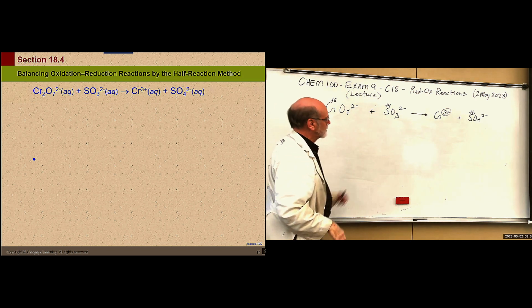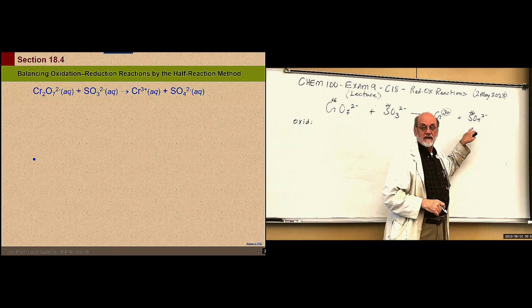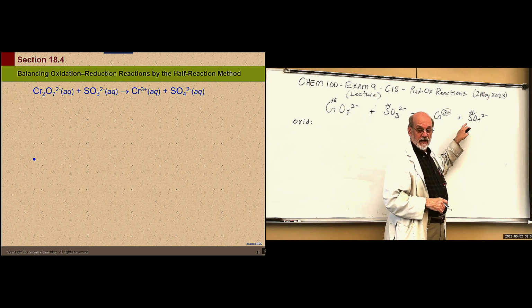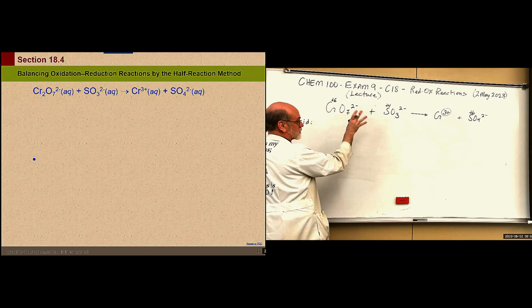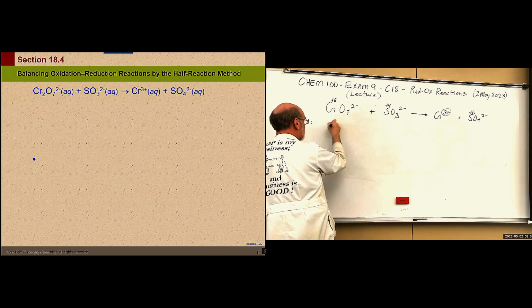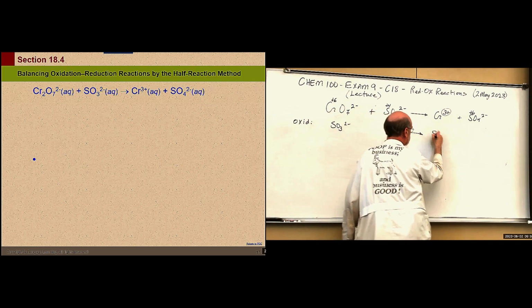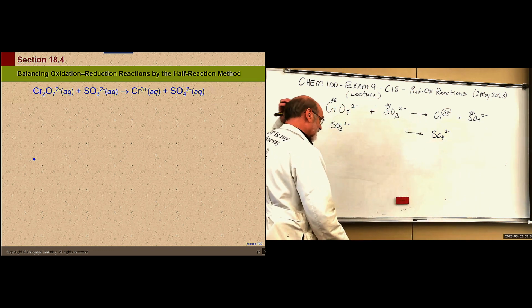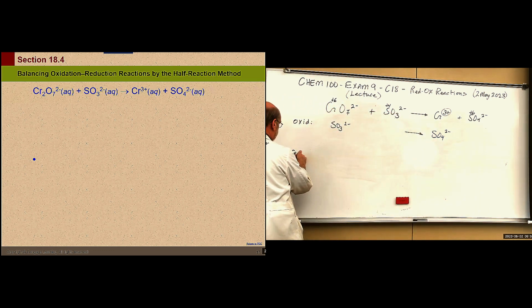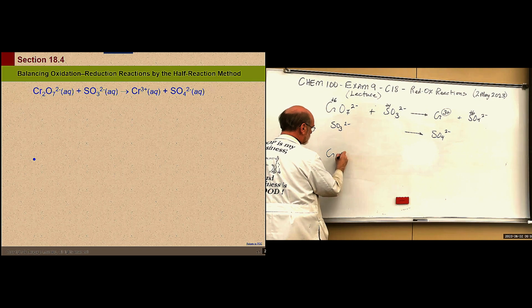Who was oxidized? Sulfur went from plus 4 to plus 6. Oxidation is loss. It lost 2 electrons. So our half reaction for the oxidation step is the sulfite ion yields the sulfate ion. Now how about the reduction step? Well, the only thing left is chromate, dichromate.